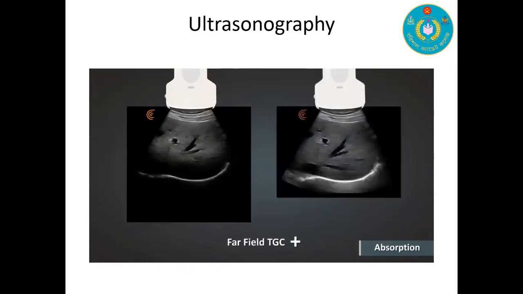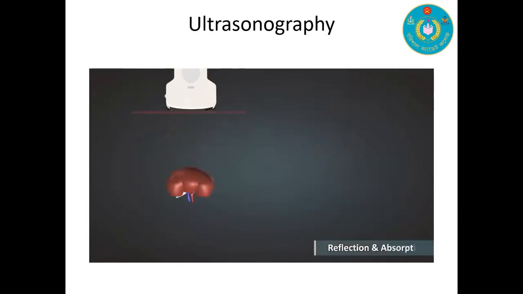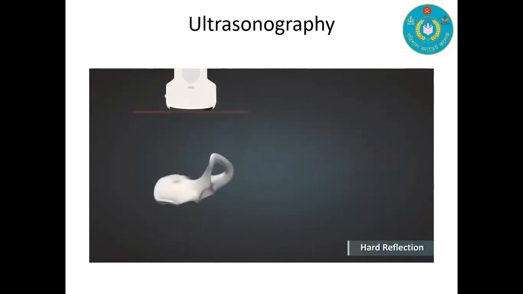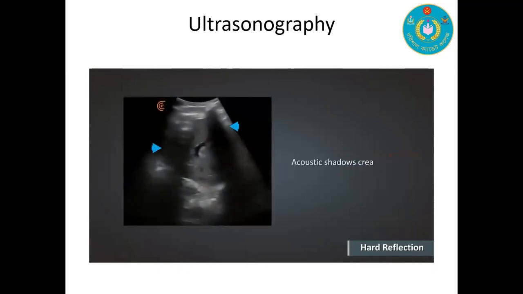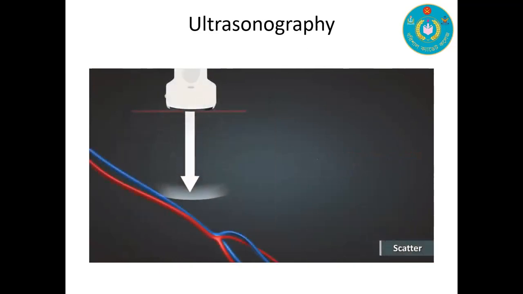At first, the sound wave is absorbed, and then we get an echo from this part, and we have far field TGC. Then the part is reflection. See the reflection from this organ. Sound waves are reflected and absorbed by structures, and we get reflection from structures like bone. Ultrasound waves are almost completely reflected by solid structures. To avoid this, we use gel on the upper part of the body.